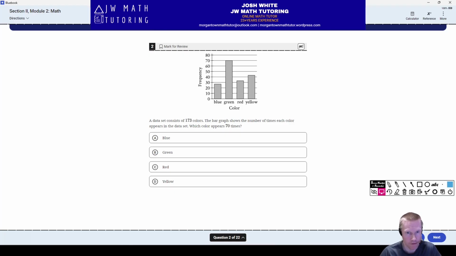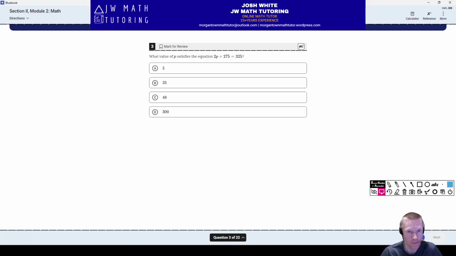Here we have a bar graph. And which of these colors appears 70 times according to the graph? Well, notice that green, the bar for green goes up to 70 on the y-axis. So that's just the answer. It is letter B, green. We can move on to the next question.